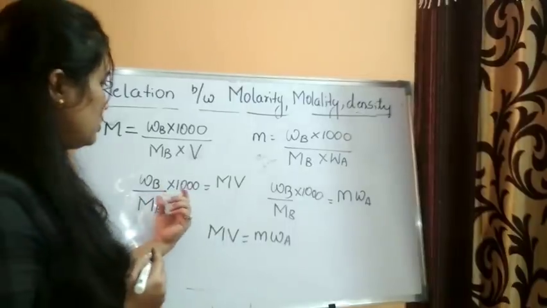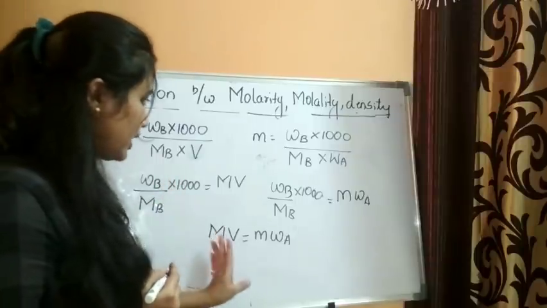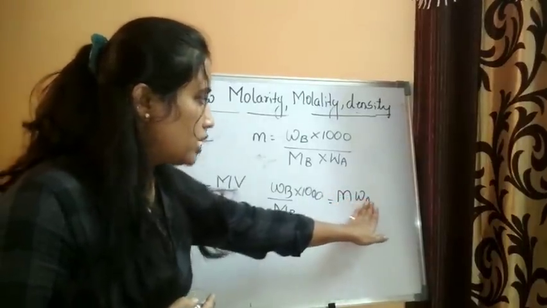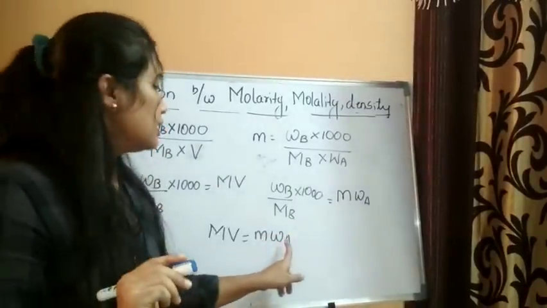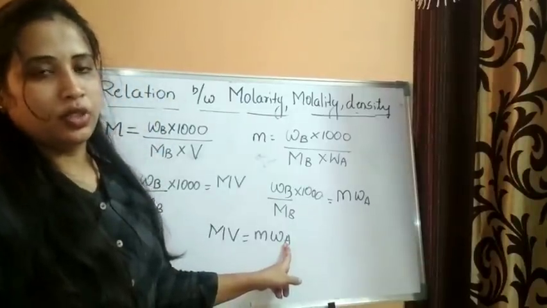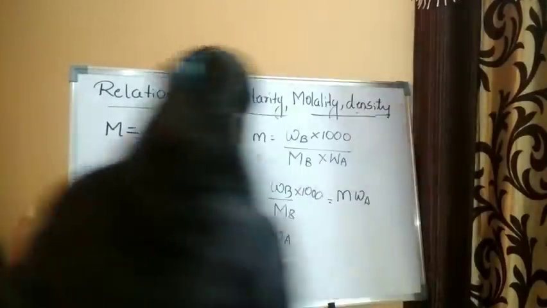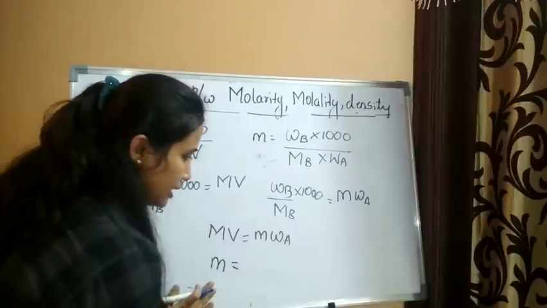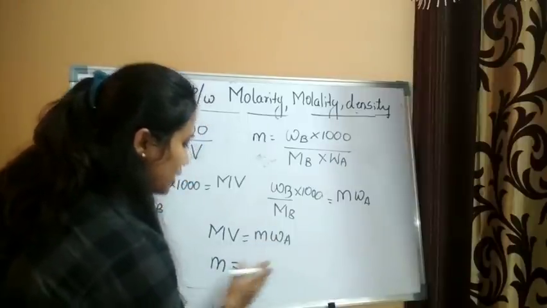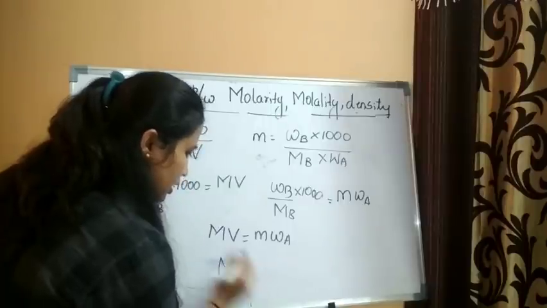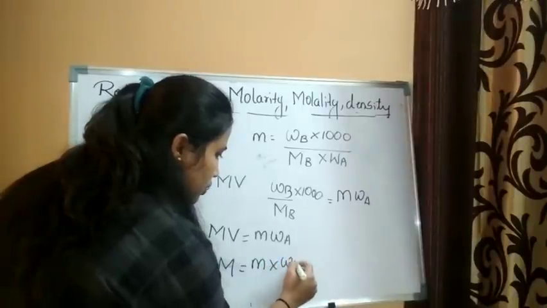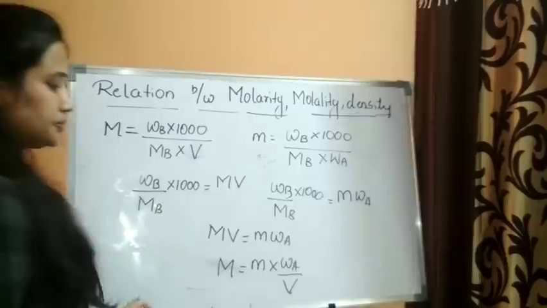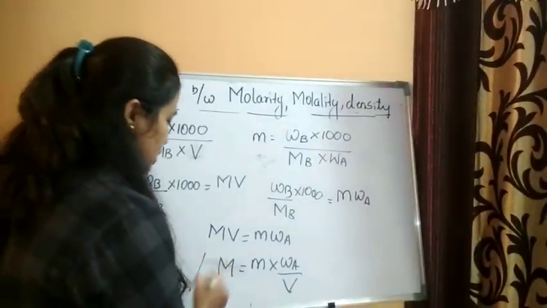So this is how, when W_B = 1000 g is taken, I can equate M_B = M into W_A. M is molarity, V is volume, and W_A is the weight of the solvent. Now I can write M as molarity, keep the molarity over here, transfer the volume term, so M = m into W_A divided by V.